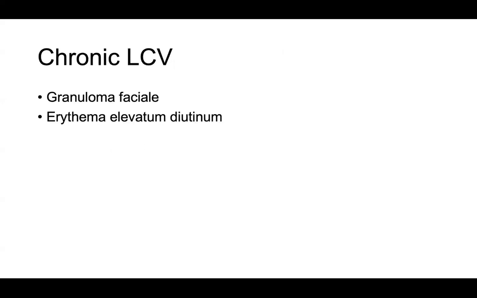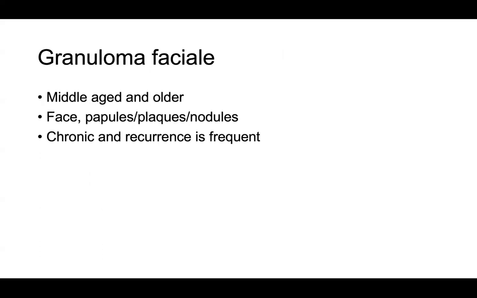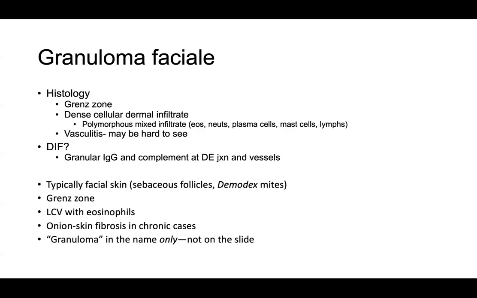So chronic leukocytoclastic vasculitis can be seen in granuloma faciale and erythema elevatum diutinum. Granuloma faciale typically occurs in middle-aged to older patients on the face as papules, nodules, plaques. It's chronic and the recurrence is frequent. This is the classic entity that you should remember that contains a Grenz zone, which is lack of involvement of the very top part of the dermis.